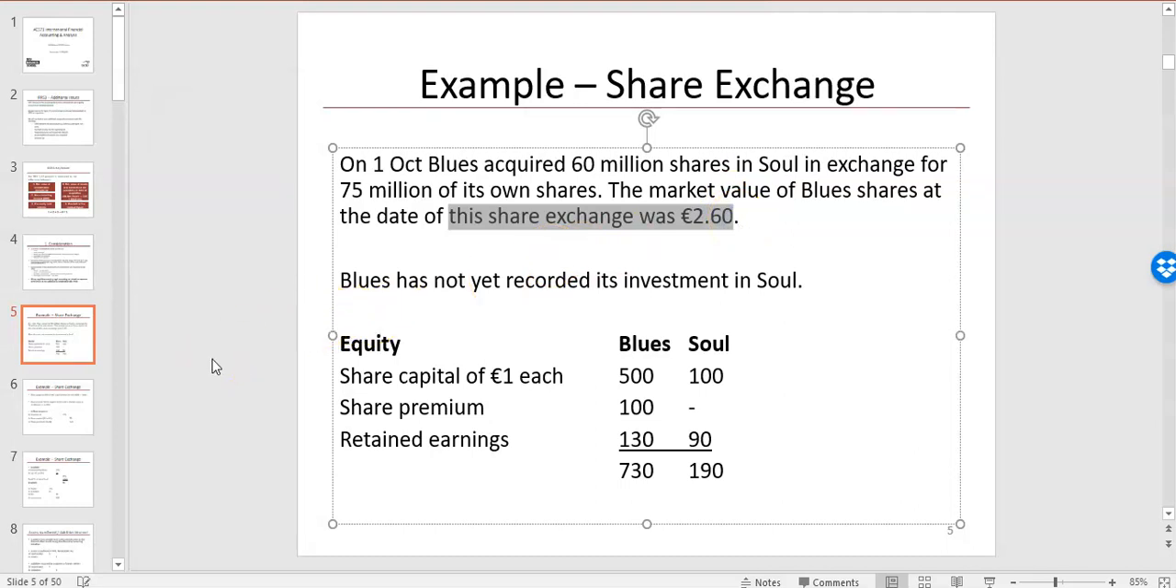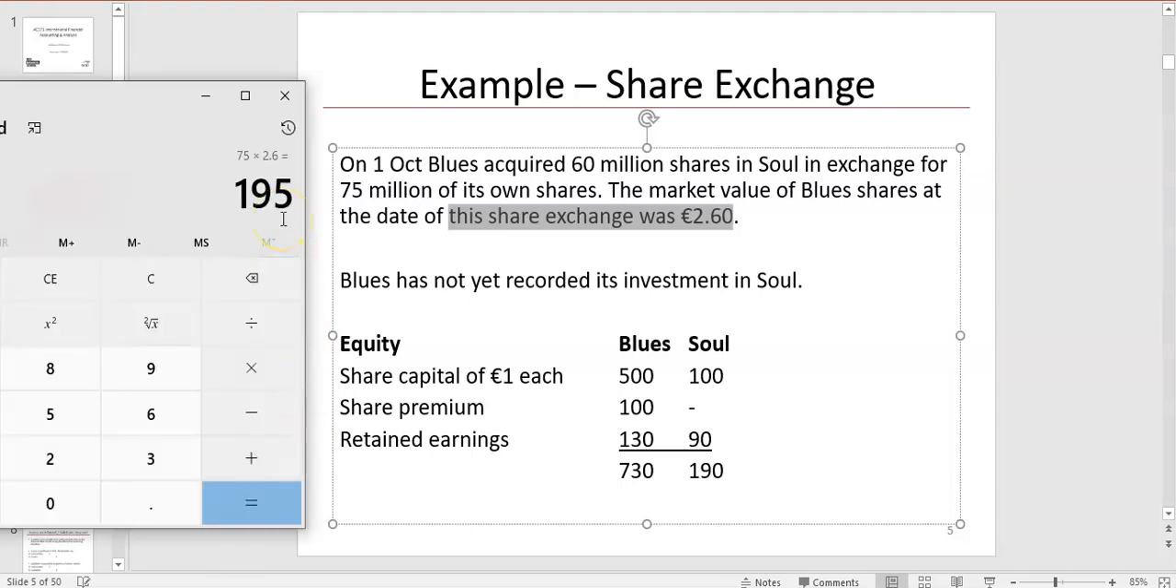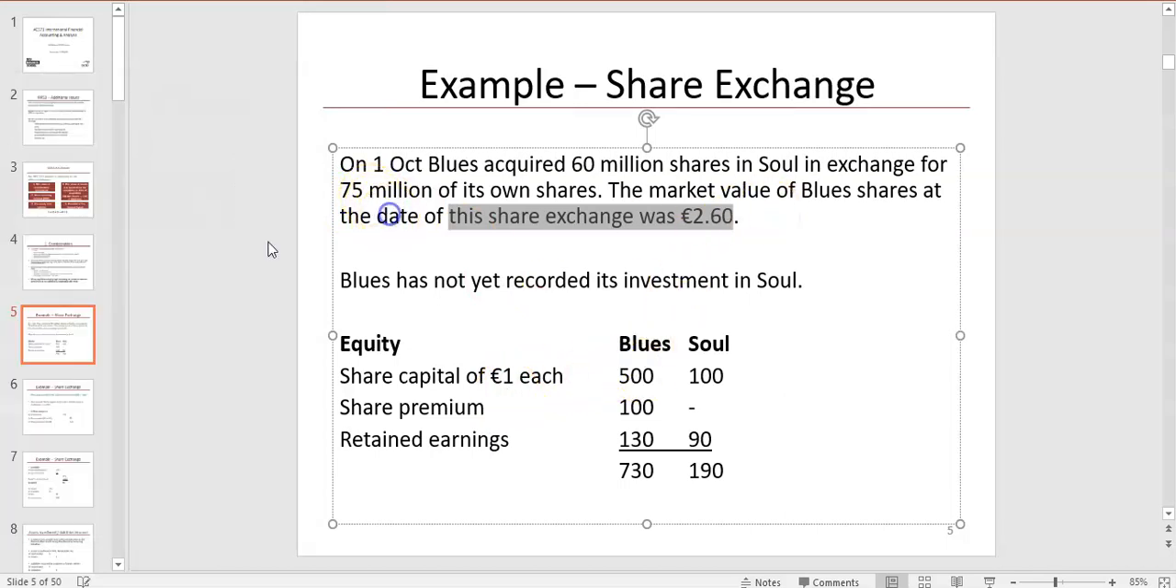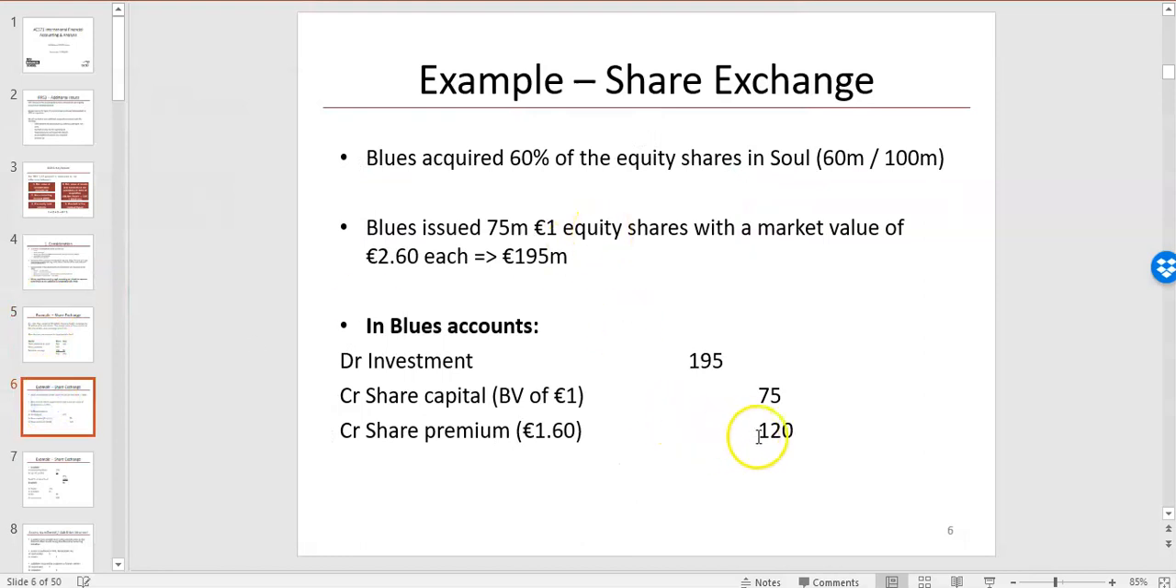So what would the entry be then in the parent's accounts? Well, the parent is making an investment of 195. So it's debit investment. This is the parent, in Blues' accounts. Instead of the normal credit bank, which you would have if it was a cash transaction, you're now going to credit share capital, the nominal amount, which is 75 million, 75 million shares at €1 each, and the difference, which is 120 million, will be credit share premium.